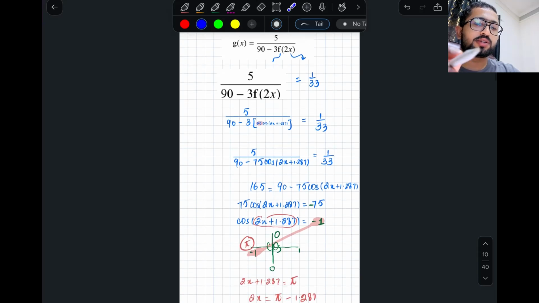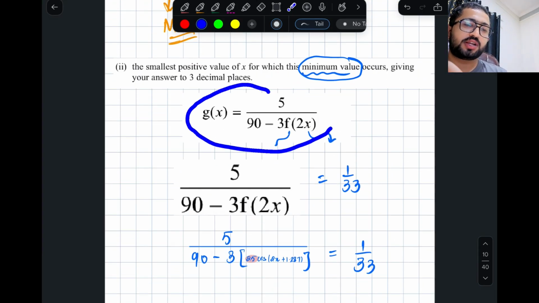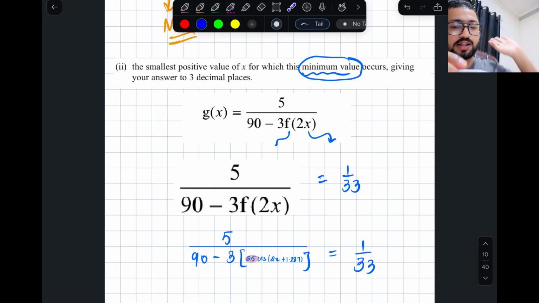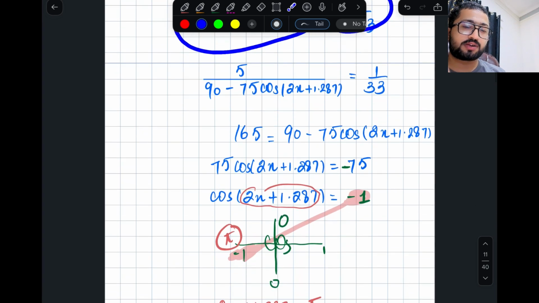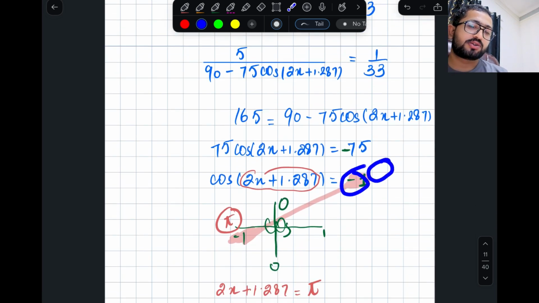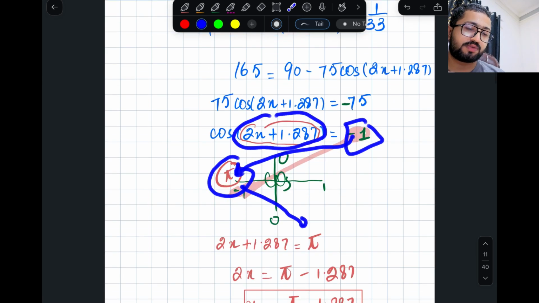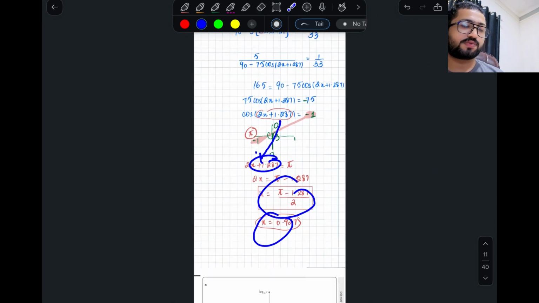Always remember, whenever the question is to find the smallest value of x, please put the g of x function equal to the minimum value of g of x, which is 1 over 33. When you put it and simplify, you will always get 1, minus 1 or 0. So there is a minus 1, at which angle you will get minus 1, pi. So that is the answer of 2x plus 1.287. So you will get the value of x straightforward.